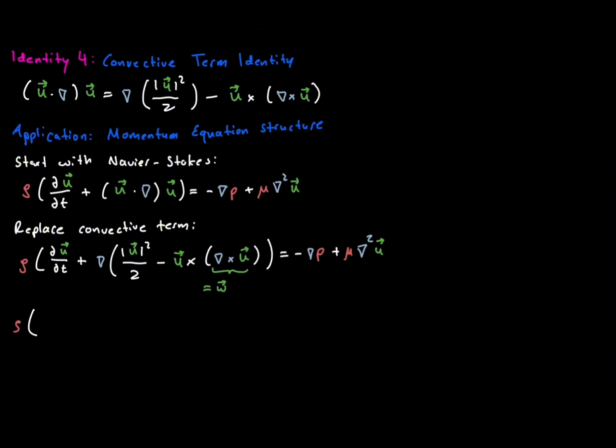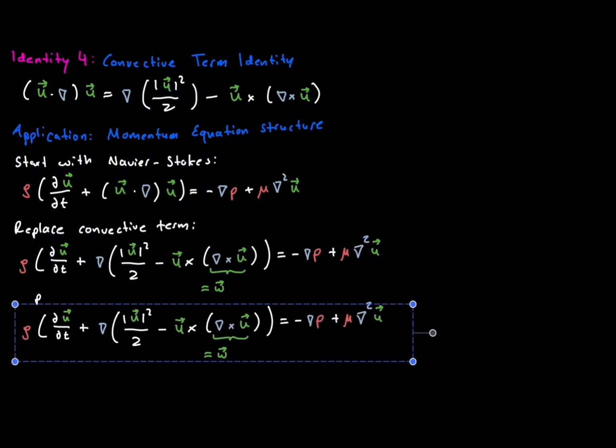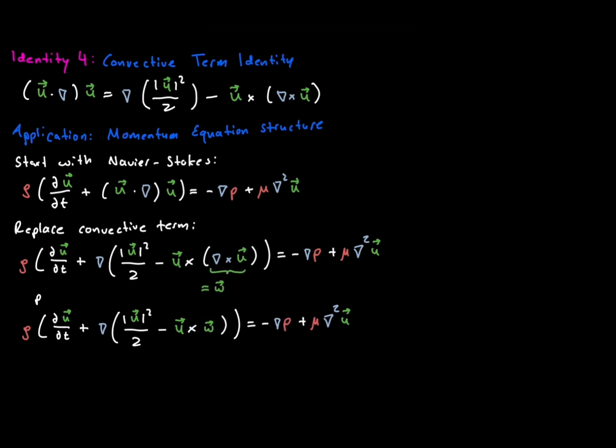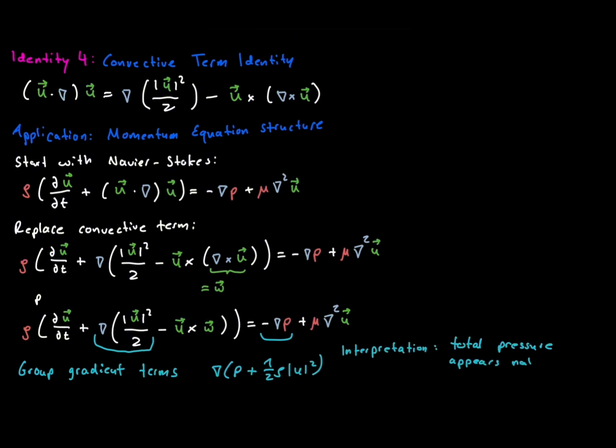Substituting the identity, the convective term splits into a gradient term and a vorticity term. Grouping the gradients produces the gradient of pressure plus 1/2 rho velocity squared. This combination is often interpreted as total pressure. The remaining nonlinear term involves velocity crossed with vorticity. This shows that nonlinearity in fluid mechanics is tied to vorticity. If vorticity is 0, as in potential flow, that rotational term disappears. The identity reveals the path toward Bernoulli's equation.